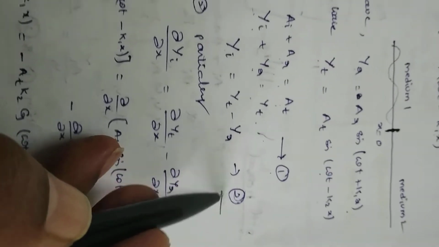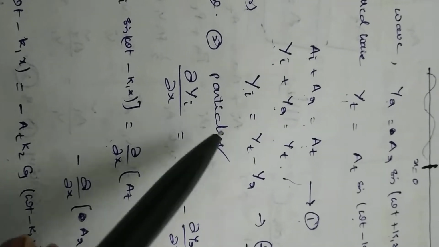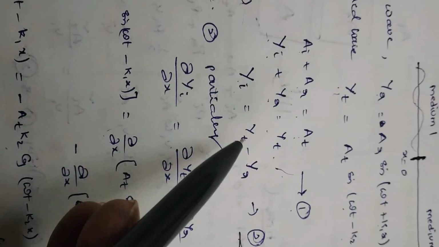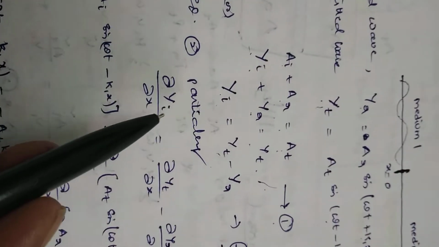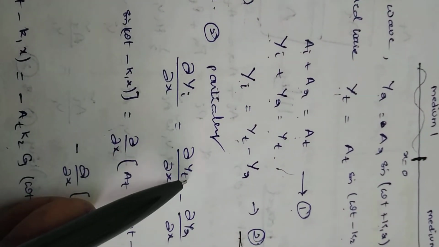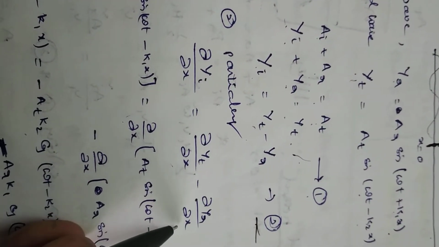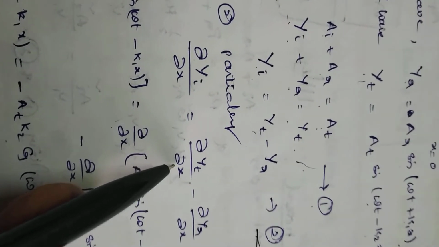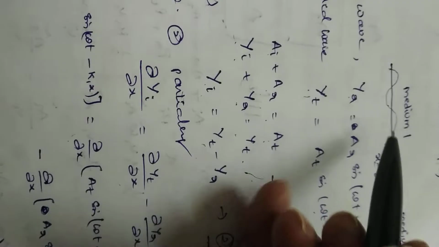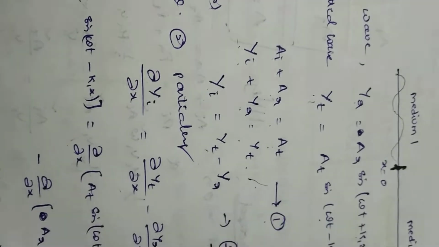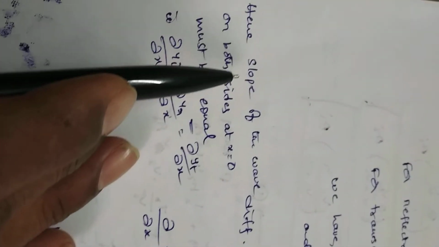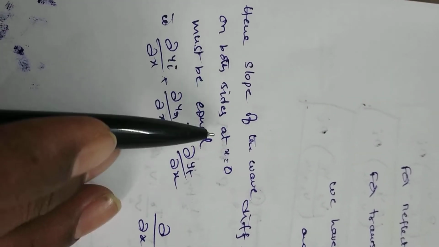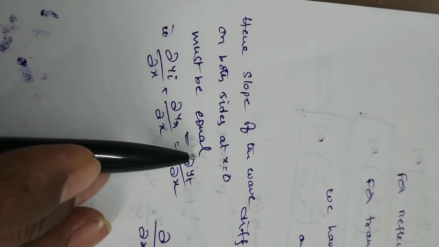It is equation 2. Now, differentiating this equation 2 partially with respect to x: ∂yi/∂x is equal to ∂yt/∂x minus ∂yr/∂x. ∂y/∂x means slope. At the point x is equal to 0, the slopes must be the same. Hence, the slope of the wave on both sides at x is equal to 0 must be same.